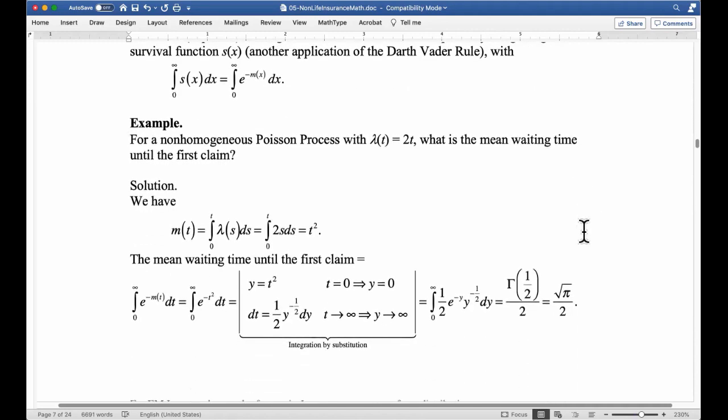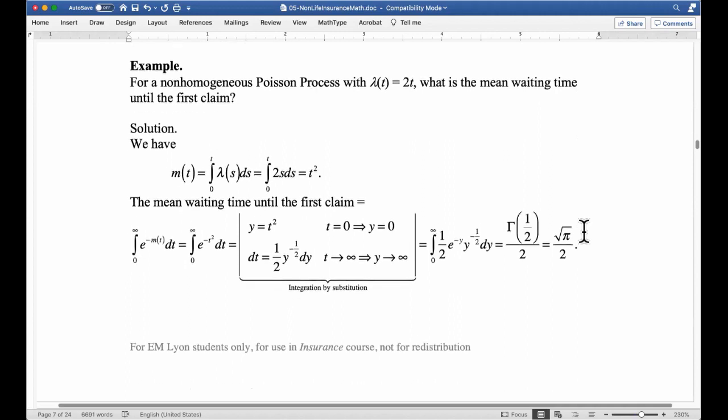So for example, if you have a non-homogeneous Poisson process with lambda of t equal to 2t, what is the mean waiting time until the first claim? So m of t is the integral of lambda, and it's equal to the integral from 0 to t of 2s ds. That's t squared. The mean waiting time until the first claim is the integral from 0 to infinity of e to the minus m of t dt. That's the Darth Vader rule. And that's equal to the integral from 0 to infinity of e to the minus t squared dt. That's not easy, but we can try to calculate it.